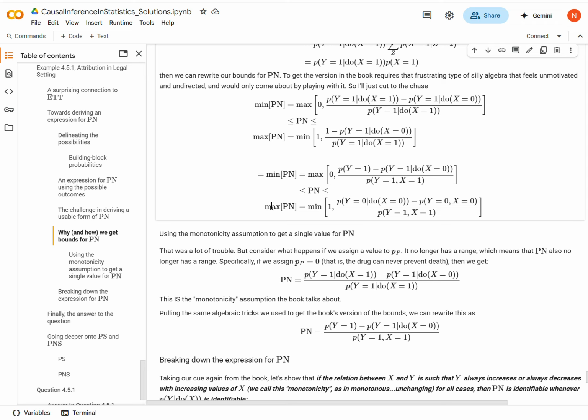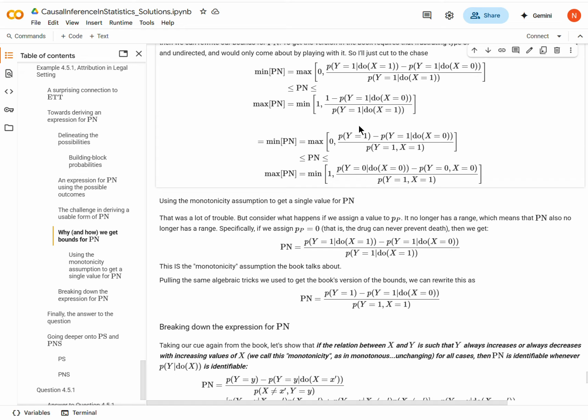So that's interesting. Now, the book also talks about the monotonicity assumption and how with that we no longer have bounds, we have an exact answer, or an exact estimate that isn't put between a minimum and a maximum. Okay. So how do we do that?